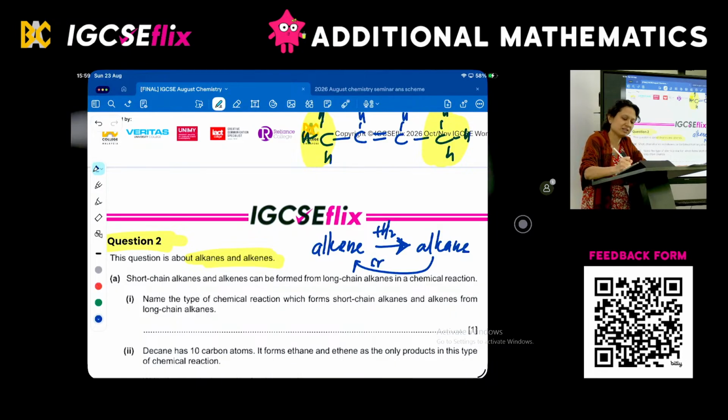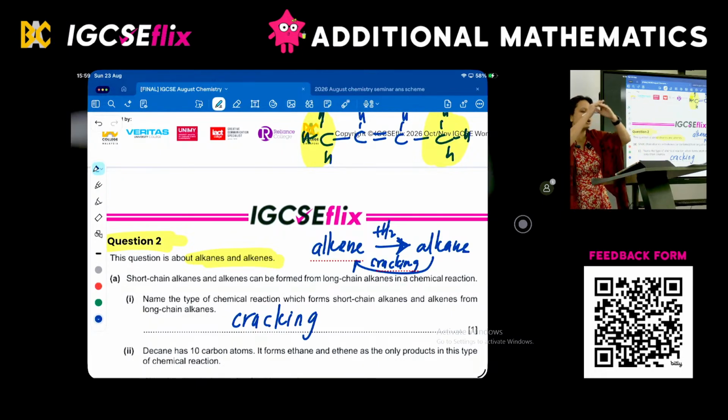Cracking. Very good. Changing it back is cracking. So usually in cracking, we take long hydrocarbon chains and crack them. If you can remember the word cracking, very good. If you can remember catalytic cracking, even better. But I will give you marks for cracking. Cracking uses heat and catalyst. It's taking the long hydrocarbon chain and breaking it into smaller alkenes.